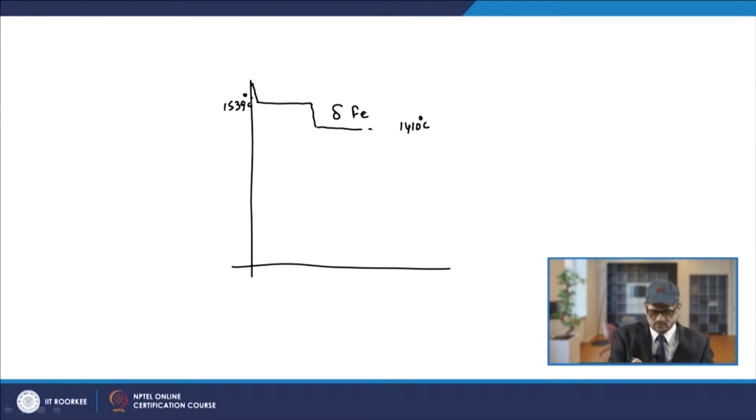Further, when the temperature decreases, you get gamma iron. We know that gamma iron has the FCC structure, delta has the BCC structure, and this has the FCC structure. This temperature is about 910 degree centigrade.